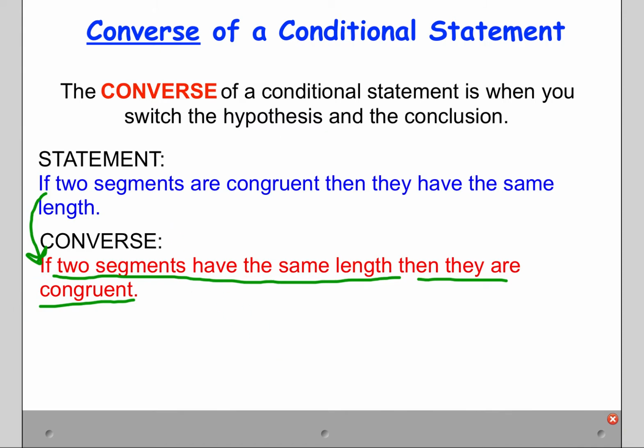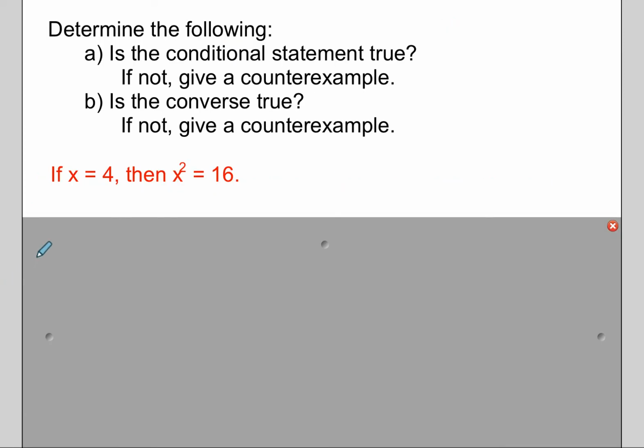Now, why are we doing all of this? It's so that we can make arguments. Let's look at an example here, and we're going to look at a couple of examples, and then we're going to be done. Determine the following. Is the conditional statement true? If not, give a counterexample. Is the converse true? If not, give a counterexample.